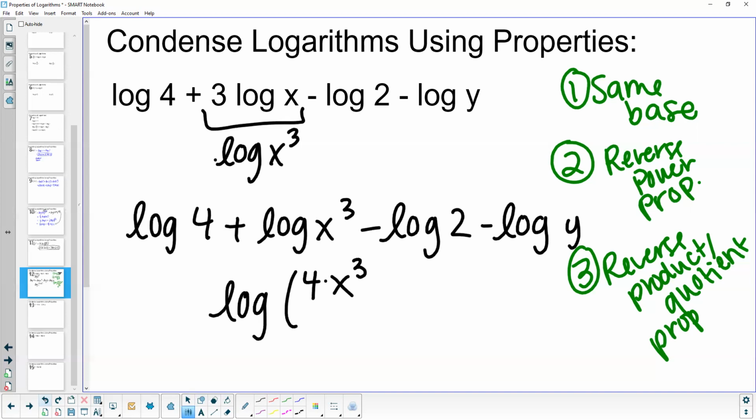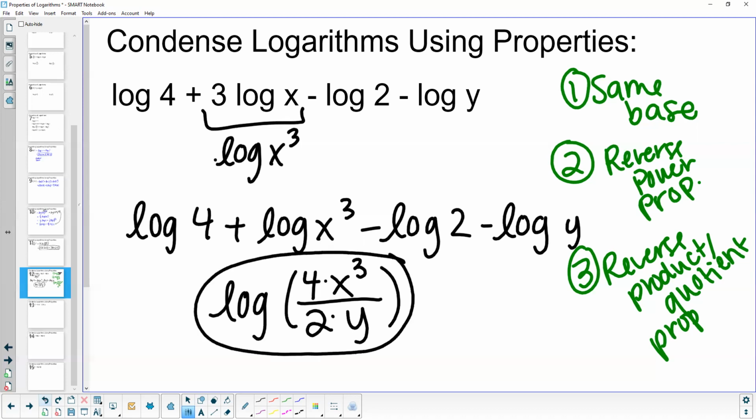We have a minus log of 2, so that means it's going to be that quotient property going on the bottom, and then a minus a log of y, and that's also going to be a quotient property going on the bottom. But as we discussed before, when we have 2 minuses together, we could imagine ourselves factoring out that negative, and those actually get multiplied together on the bottom. So really, when we go to condense this, log of 4 plus 3 log of x minus log of 2 minus log of y actually just condenses down into the log of 4x to the third over 2y.